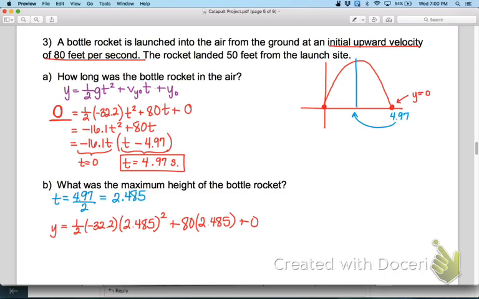When you crunch all of that down, you get an answer of 99.37, and that is the maximum height in feet. So that's not too bad. Always remember that the vertex is going to be halfway. It's always halfway between the x-intercepts.